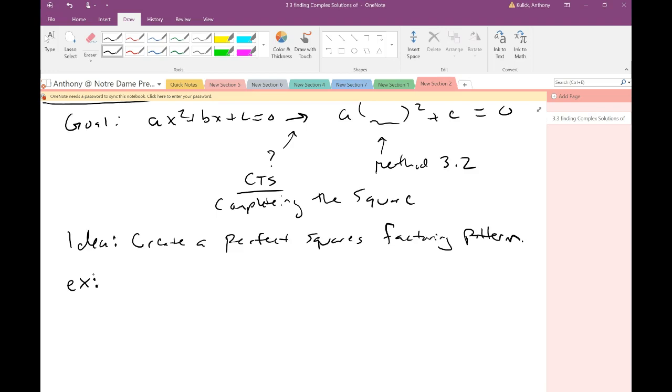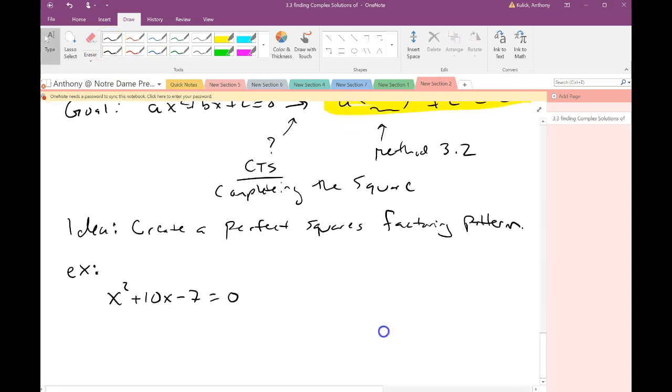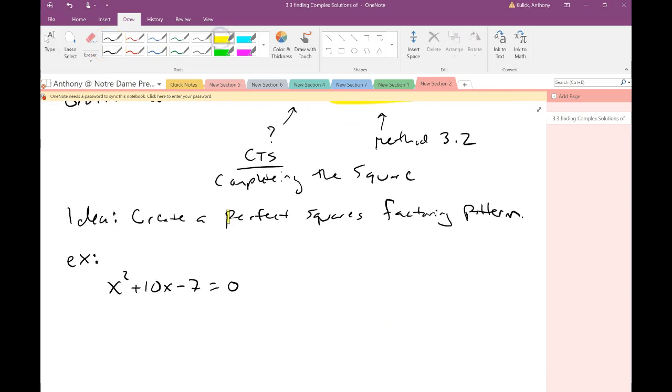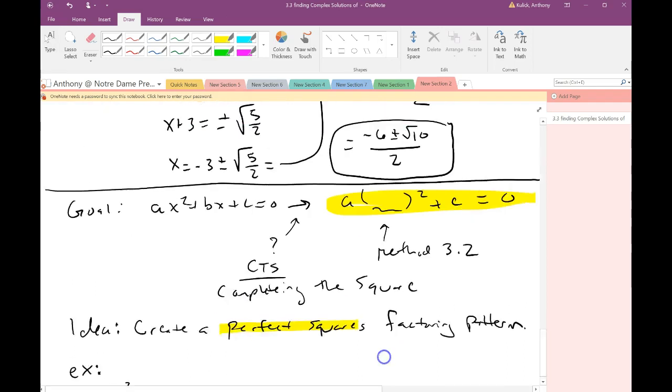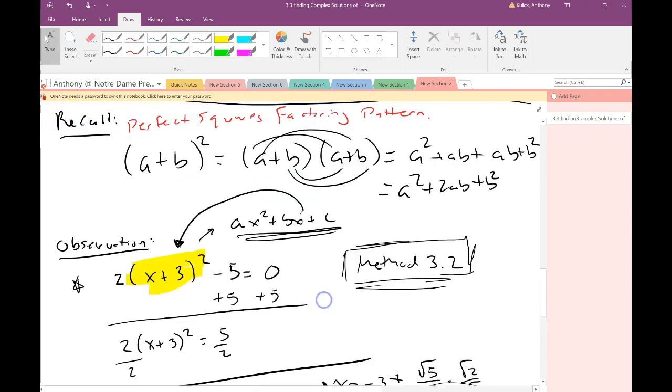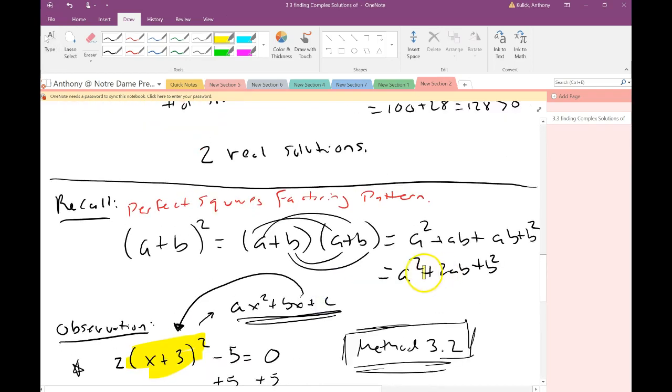So we'll start with this quadratic that we were looking at earlier. And remember, the goal is to try to get it into something that kind of looks like this. And the idea is going to be by creating a perfect square. So if we go back and we look at our perfect square factoring pattern, we need to make something that looks like this.